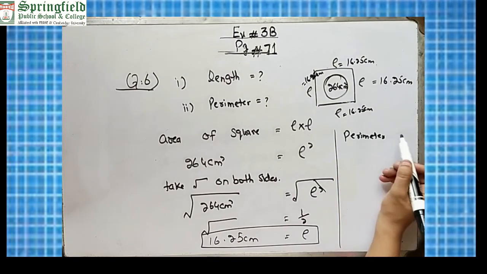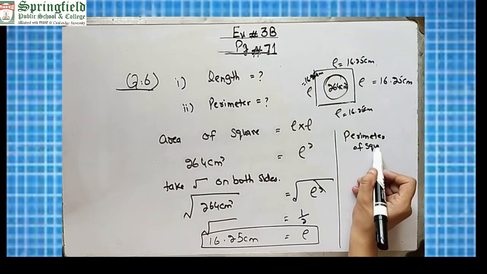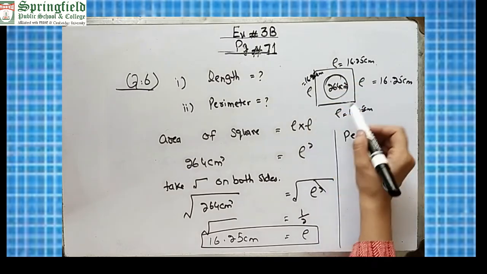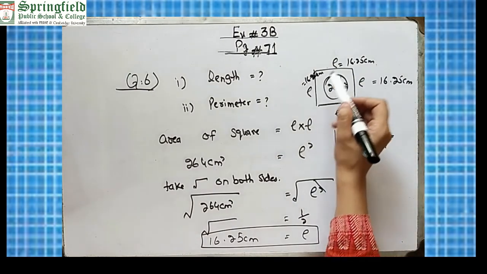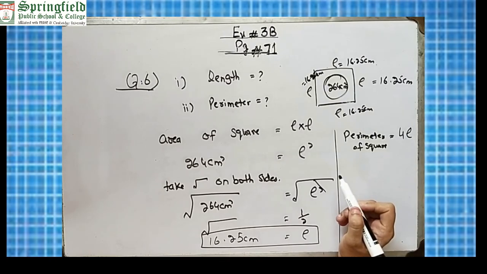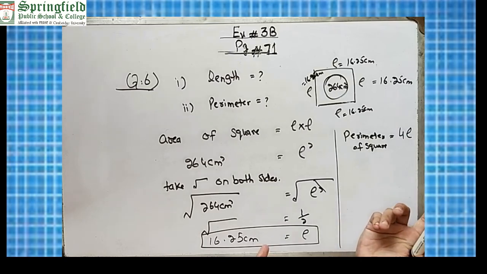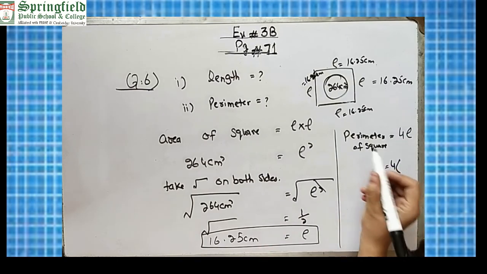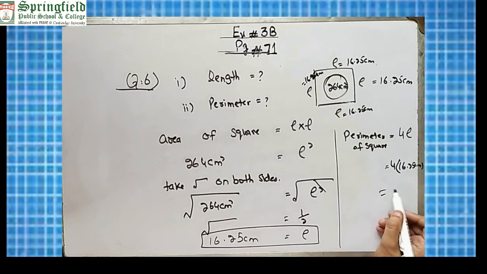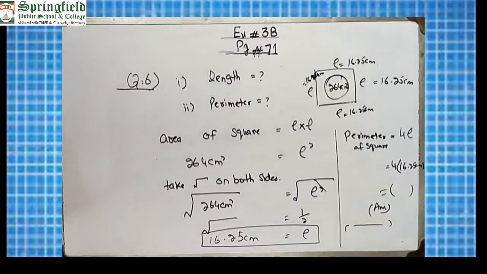Perimeter of the square. What is the formula of perimeter? Perimeter means the sum of the outer sides. So how many sides are here? 1, 2, 3 and 4. It means we will multiply 4 with L. You can write L plus L plus L plus L, so it will become 4L again. So 4, put the value of L, 16.25 centimeter. Now multiply and find out the answer. It is your task. Complete this question in your notebook. Understood, beta? Okay.